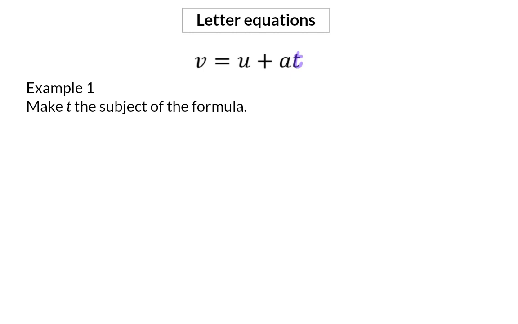To get rid of a specific value, we need to do the inverse calculation on both sides of the equation. Firstly, I want to get rid of the u, and to do that, I'm going to subtract u on both sides. If I subtract u on the right, I'm left with at. Now I want to get rid of a, and a is multiplied to t. So to get rid of a, I'm going to divide everything on the left-hand side by a. Now we have t alone, so we've made t the subject of the formula.